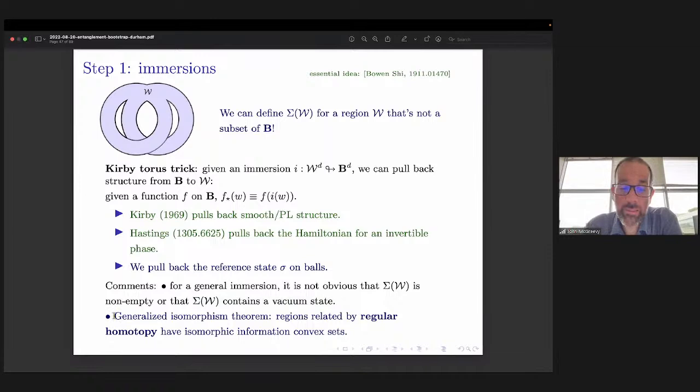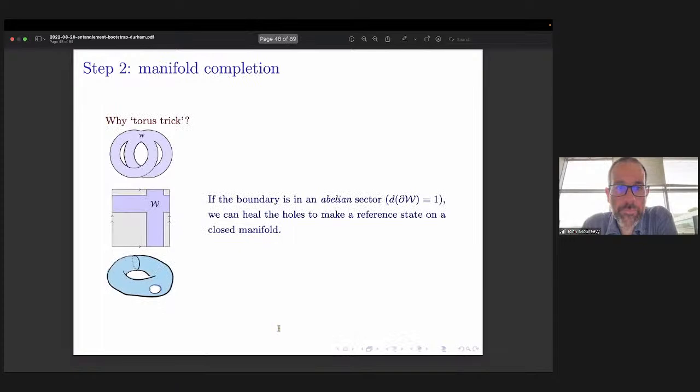But happily, there's a generalization of the isomorphism theorem. Two regions that are related not just by little extensions, but by any regular homotopy have isomorphic information convex sets. By regular homotopy, I mean a family of immersions, so each point in the homotopy is also an immersion. So that was step one.